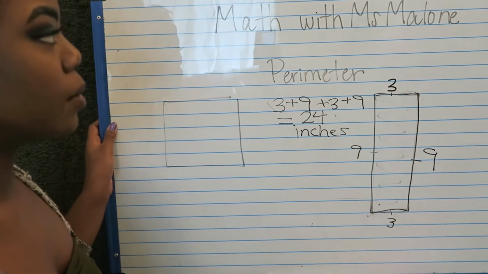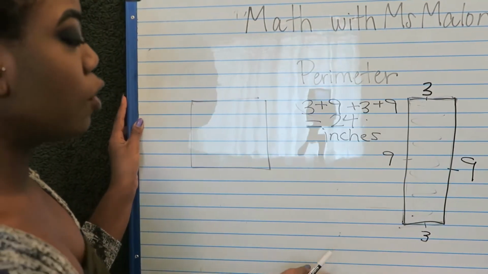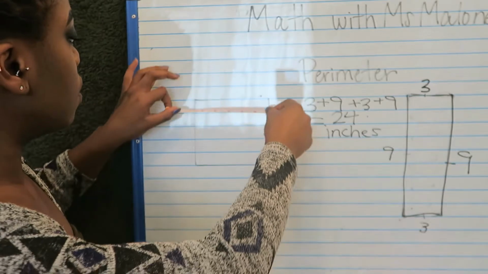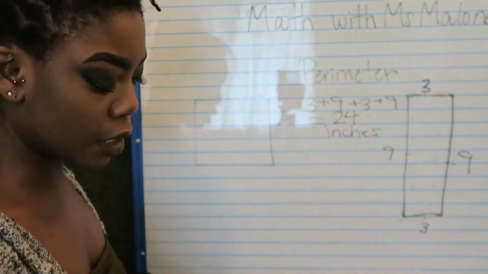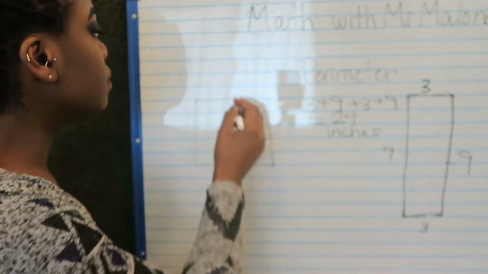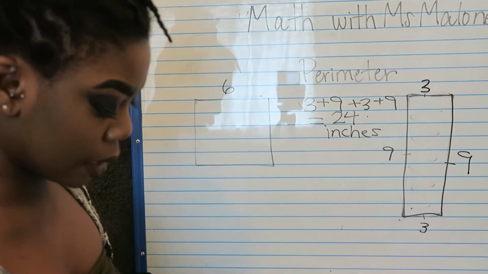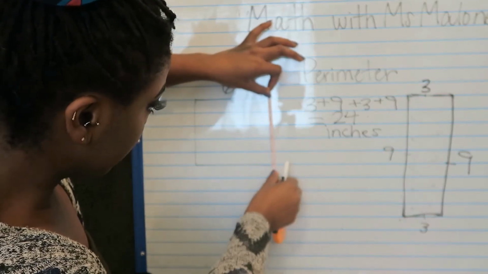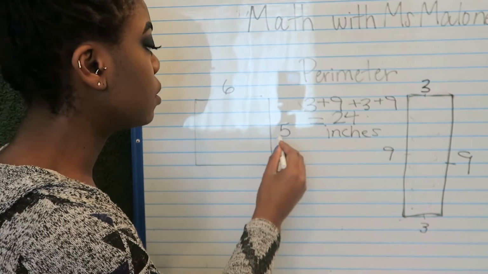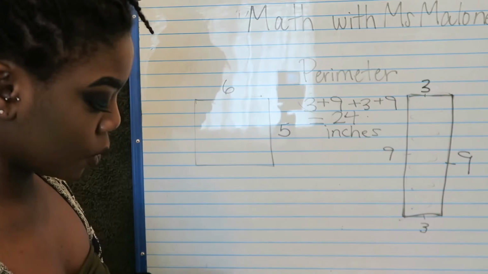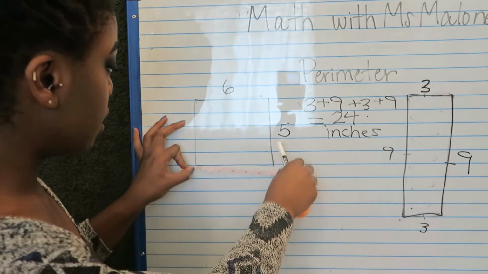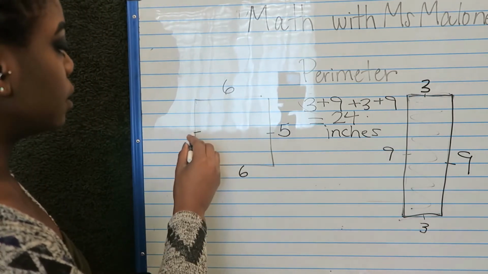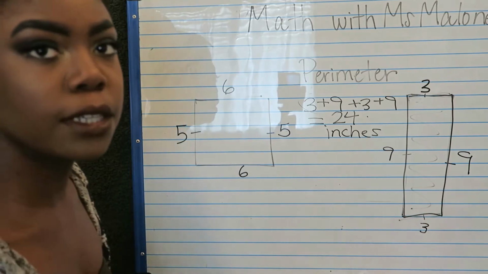Let's try to do that exact same thing with this other shape right here. So we have, we'll say 6 inches. It's not exactly 6, but just easier. Do 6 inches. This side is actually 5 inches long. This side is 6 inches long. And this side is probably the same as this side, 5 inches long. What would the number sentence be for this shape?